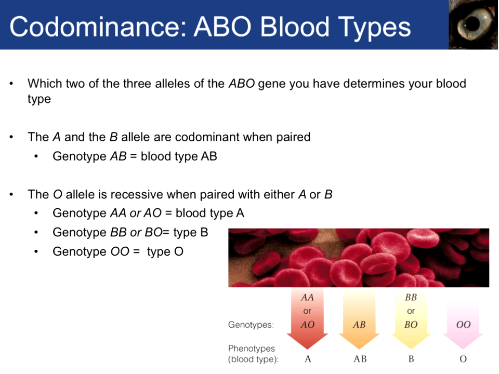And so it's masked when it's paired with either A or B. So either genotype AA or AO gives a blood type A. Either genotype BB or BO gives a blood type of B. And a blood type of O is only found with the genotype OO. And then if you have AB, again, genotype AB gives the phenotype AB.